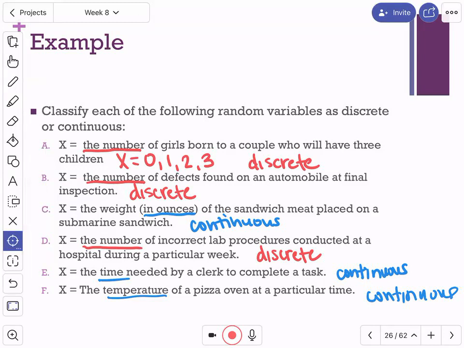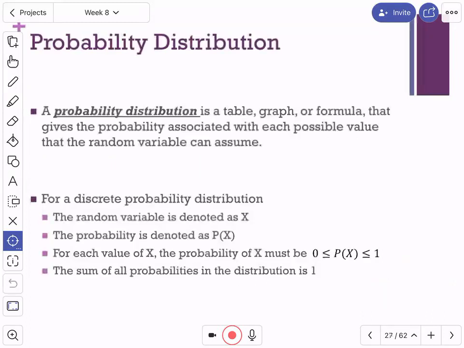So when we talk about discrete, we're going to talk about a particular distribution, and we'll get there in a second. But we start out with what we call a probability distribution. And a probability distribution is just a table, graph, or formula. It's a formula if it's continuous, but it's a table or graph. It's really a table if it's discrete. That gives the probability associated with each possible value that the random variable can assume.